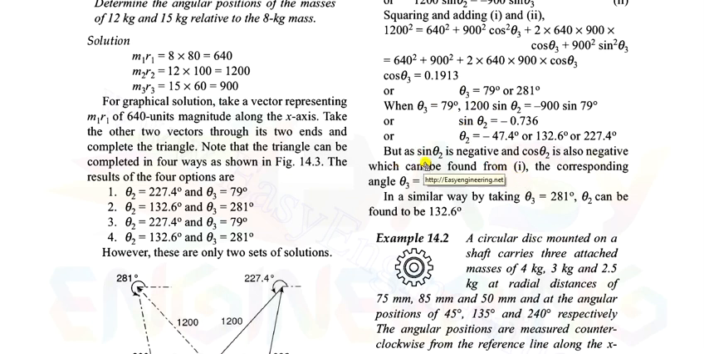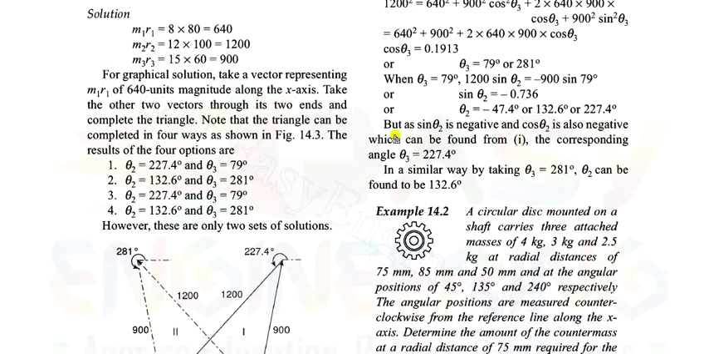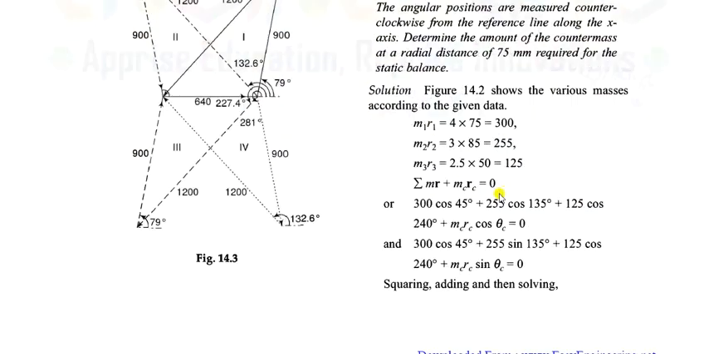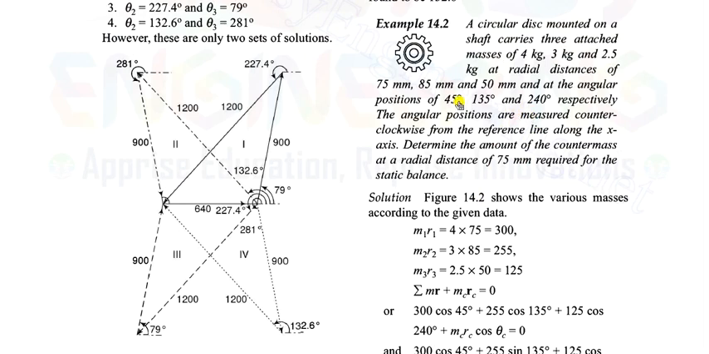This problem is somewhat ambiguous, and there is very little chance for it to come. The second problem is very nice. Okay, so in this problem, the problem has given you mass 1, mass 2, mass 3, at radial distances r1, r2, r3. So you have 3 masses, 3 radii and angular positions of all. Now the angular positions are measured counterclockwise from the reference line, okay, along the x-axis. So this will be your reference line. From that we are measuring angles in the counterclockwise direction.